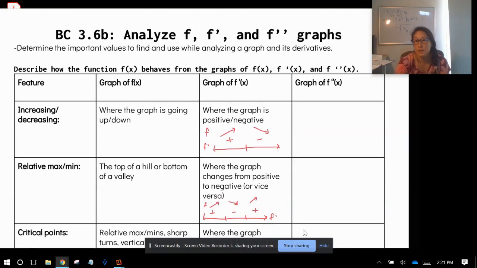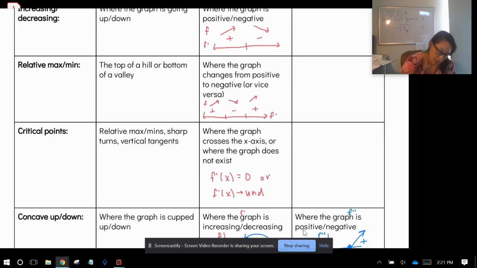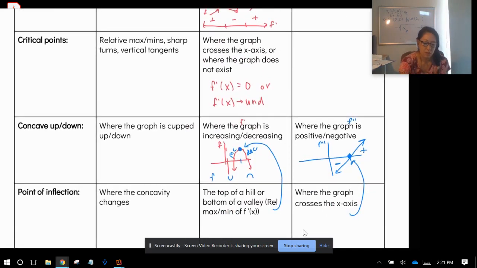All right, now based off of the graphs, how can we find the key features of a function? So we know in the first column, that if we're given the graph of f, we see the increasing and decreasing because that's where the graph is going up or down. The relative min and max is where the hills and the valleys are, so on and so forth. When we get down to concave up or concave down, we can tell that the graph is cupped up or cupped down, so holds soup or doesn't hold soup.